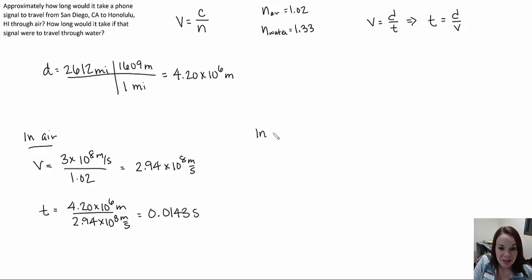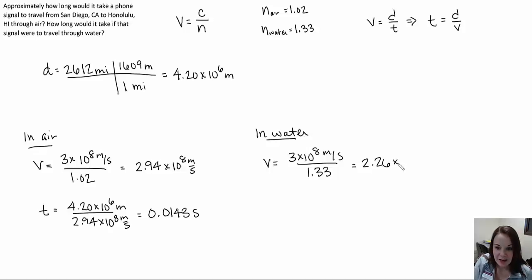Now in the water, we're going to do the same process, but I'm going to use a different index of refraction. c, or the speed of light, is still 3 times 10 to the 8th meters per second, but this time the index of refraction in water is 1.33. And when I divide that out, I get 2.26 times 10 to the 8th meters per second.